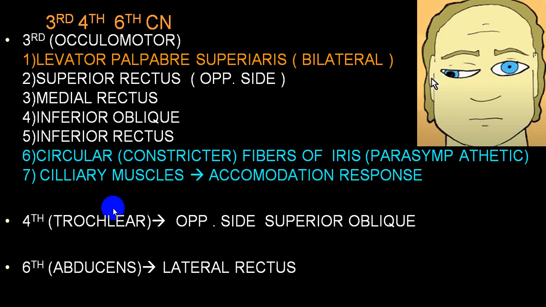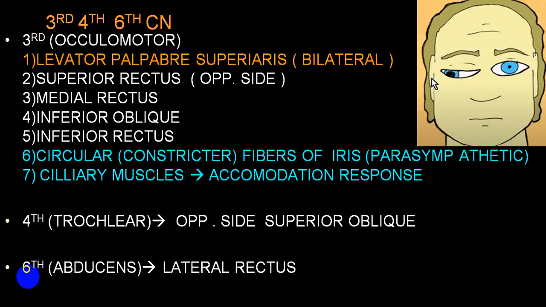Fourth cranial nerve arises from the lower part of the midbrain. It will come out from the posterior side of the midbrain. It will cross to the opposite side, then run anteriorly, and then supply the opposite side superior oblique. So the right side trochlear nucleus will be supplying the opposite side superior oblique, and the left side will be supplying the right side superior oblique.